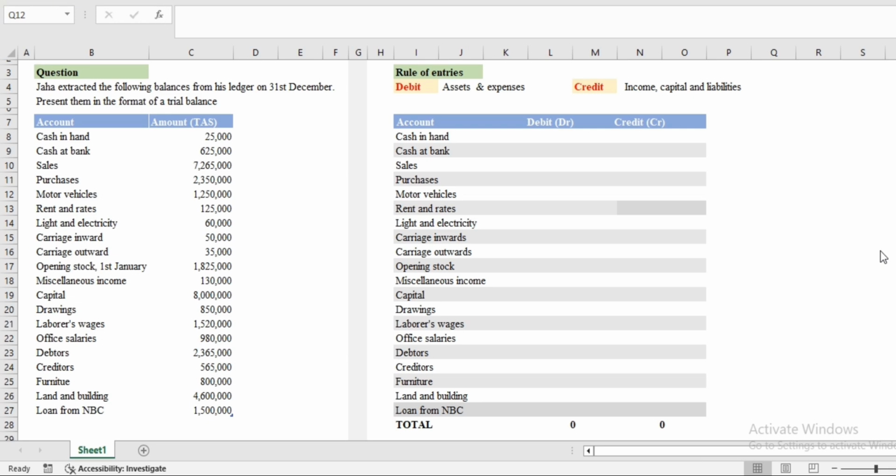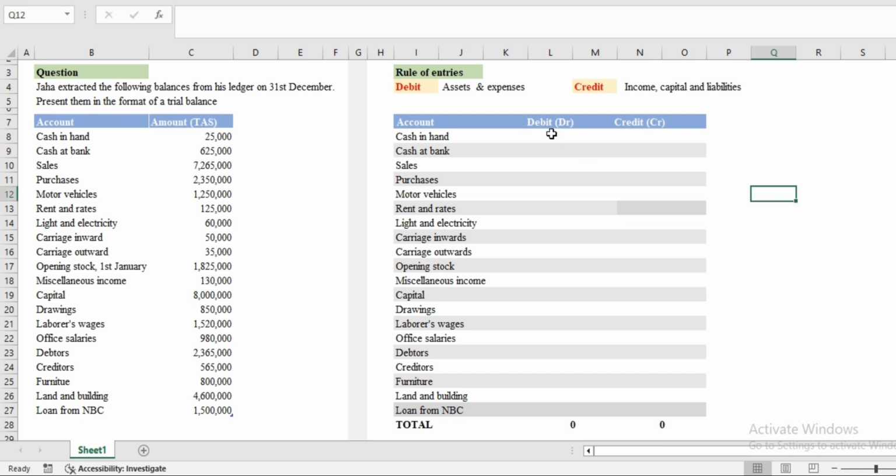What does this mean? This means that in the normal course of operations, income, capital, and liabilities are expected to have a credit balance, whereas assets and expenses are expected to have a debit balance. Without further ado, let's start with the question.